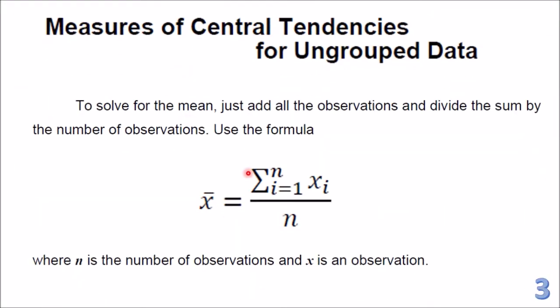This is the formula for the measures of central tendency na mean. X bar, which is the symbol for the mean, is just equal to summation of the x sub i all over n. This x sub i, ito yung mga iba't ibang observations, individual observations na na-collect natin dun sa ating subjects or respondents. So to solve for the mean, we just add all the observations and then divide the sum by the number of observations. At ito yung ating formula.